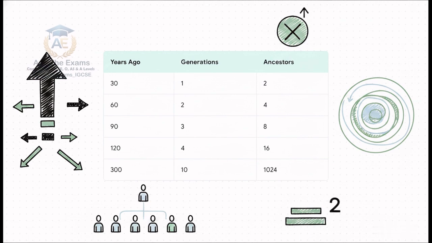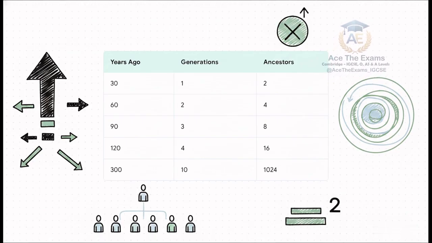30 years ago, that's 1 generation back, you had 2 ancestors. 60 years ago, 2 generations, you had 4. By the time we go back 120 years, which is 4 generations, you're already at 16 direct ancestors. The pattern here is super striking. For every 30-year jump back, the number of ancestors doubles. It's a classic geometric sequence. We're essentially taking a base of 2 and raising it to a power based on the number of generations.